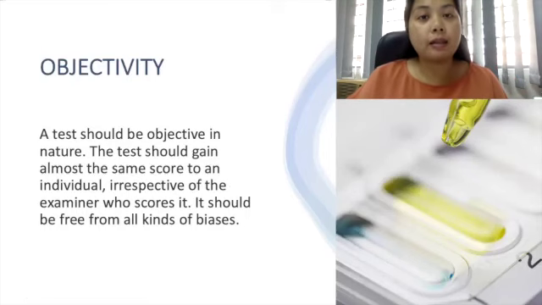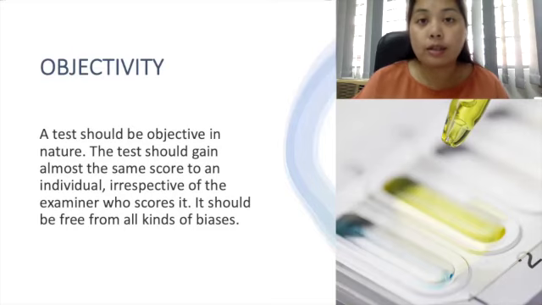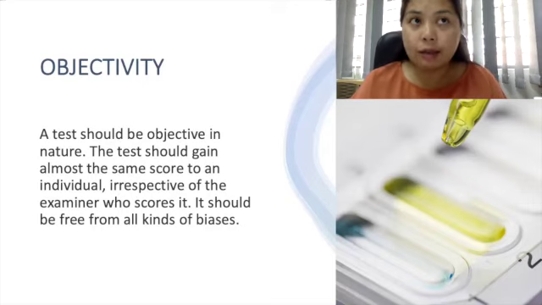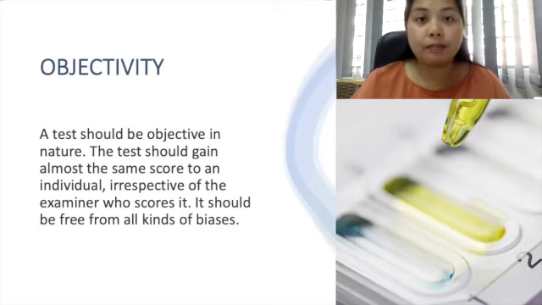So aside from reliability and validity, objectivity is another characteristic of a good test. A test should be objective in nature. The test should gain almost the same score to an individual, irrespective of the examiner who scores it. So in the case of an objective type of test, it's easy to maintain objectivity because normally one correct answer corresponds to 1 point. However, if your test is, say, for example, an essay one, you need to have a set of criteria or rubrics to avoid bias.